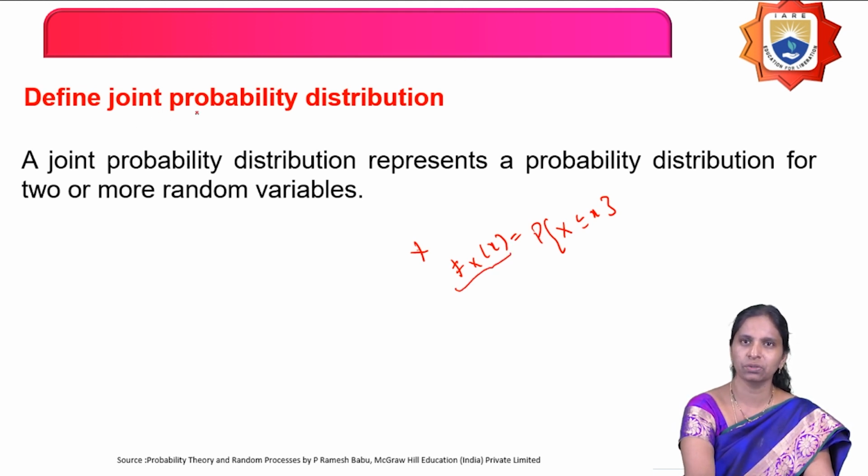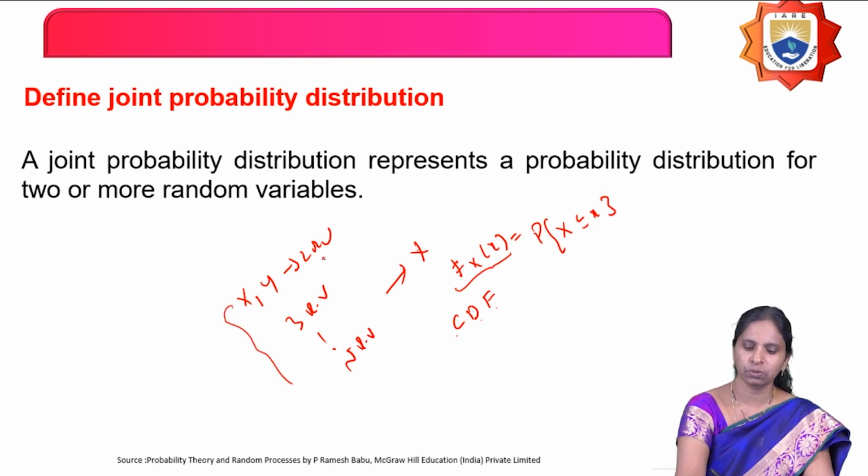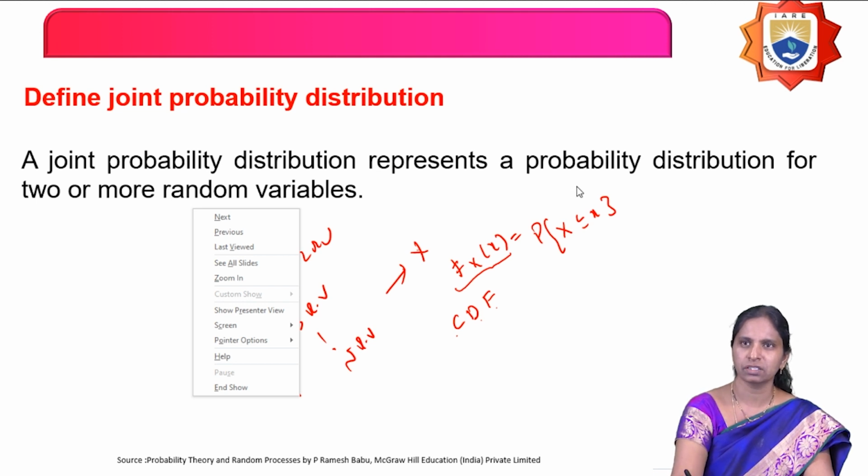Now, define joint probability distribution function. A joint probability distribution function represents a probability distribution function for two or more random variables. For a single random variable, we call it the probability distribution function, or cumulative probability distribution function. If you take more than one random variable, either two, three, four and so on up to n random variables, then the distribution function of these random variables is called the joint probability distribution function.